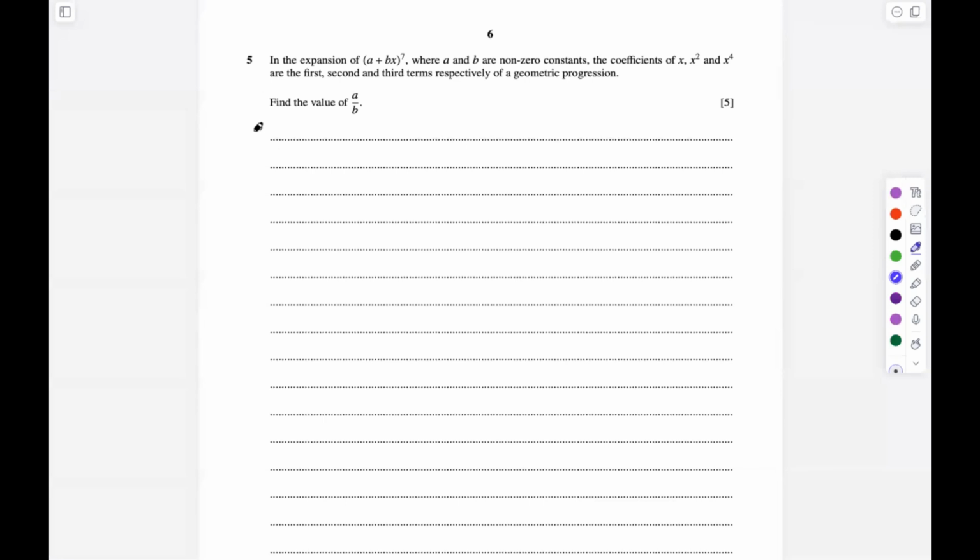In question 5, in the expansion of (a + bx) to the power 7, where a and b are non-zero constants, the coefficients of x, x squared, and x to the power 4 are the first, second, and third terms respectively of a geometric progression. We have to find the values of a and b.